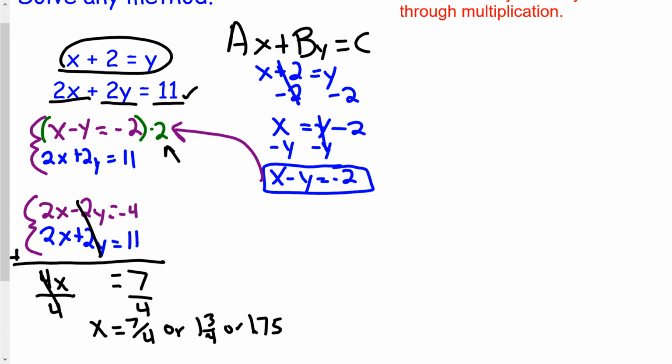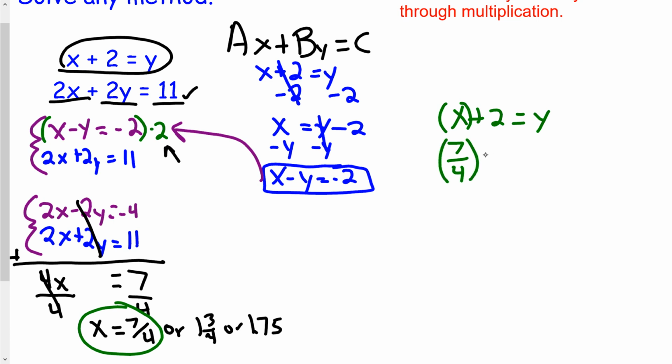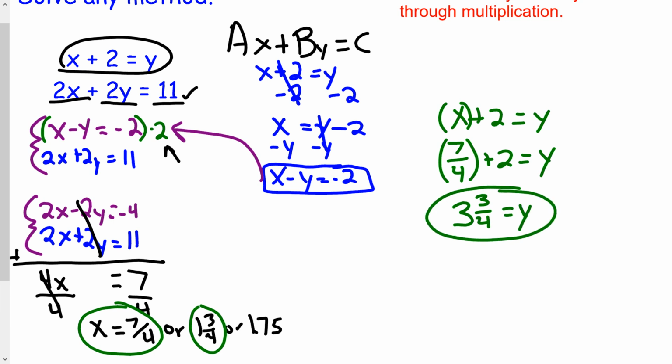Let's change the color up here. x plus 2 equals y. I know the x equals 7/4, so we're going to substitute, always using those parentheses when we do so. 7/4 plus 2, well, we also know that 7/4 is 1 3/4. So 1 3/4 plus 2 is 3 3/4. So there is our last one.